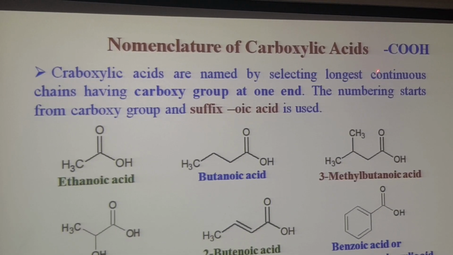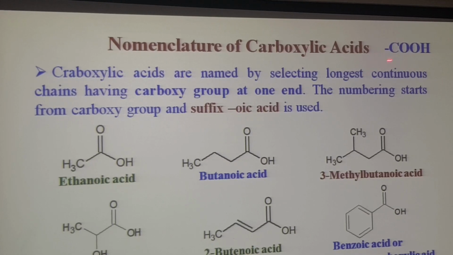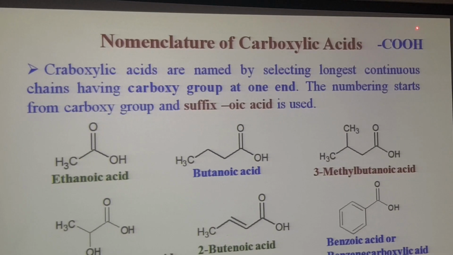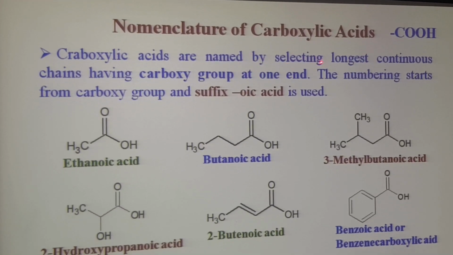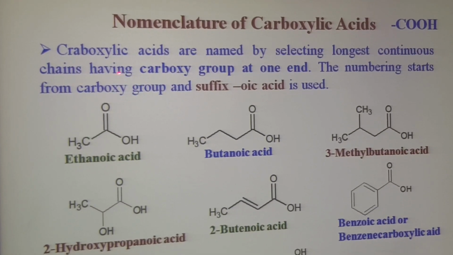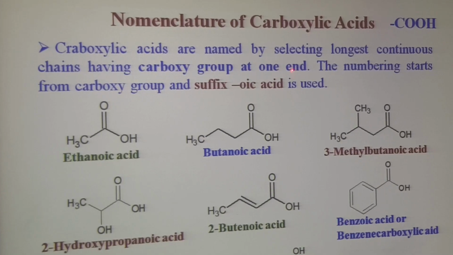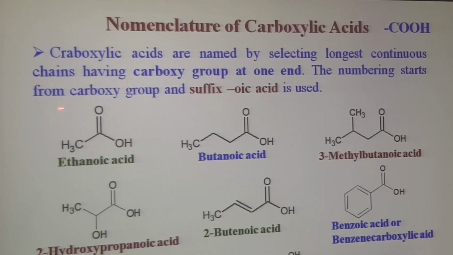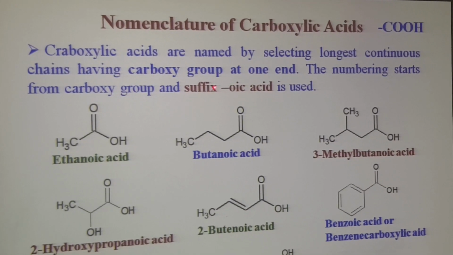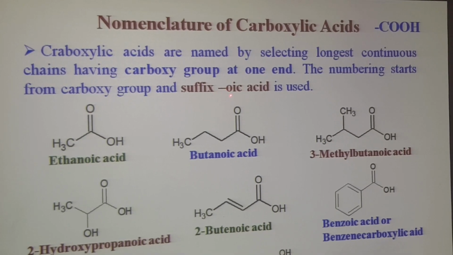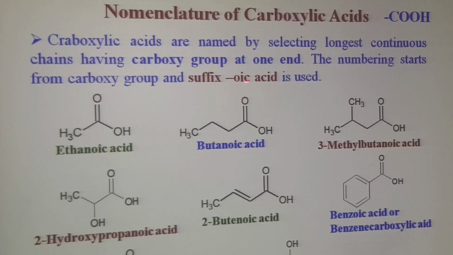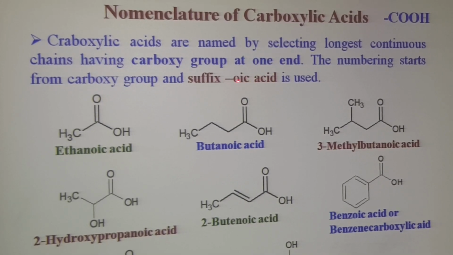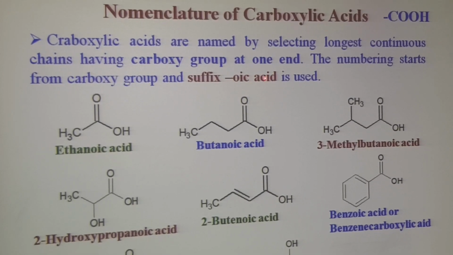Organic compounds which possess the COOH group are known as carboxylic acids. Carboxylic acids are named by selecting the longest continuous chain having the carboxy group at one end. The numbering starts from the carboxy group and the suffix in this case is oic acid. So it means the E of the alkane is replaced with oic acid in naming of carboxylic acid.